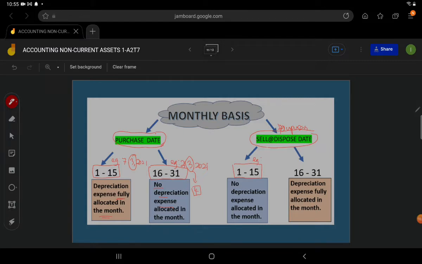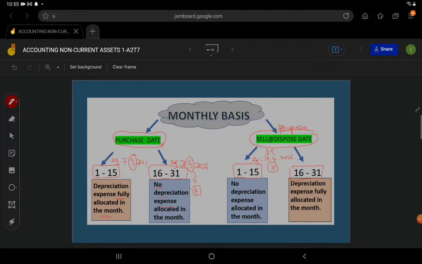Contoh, kalau kita lupuskan aset yang kita beli tu pada 13 hari bulan 4, 2021. Maksudnya di sini depreciation kita pada bulan 4 tidak diambil kira. Tak ada. So depreciation expense kita setakat bulan Mac saja. And then bila kita dispose date 16 until 31st, so depreciation expense fully allocated in the month.